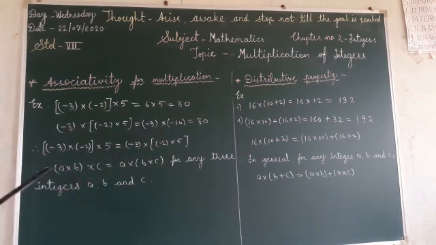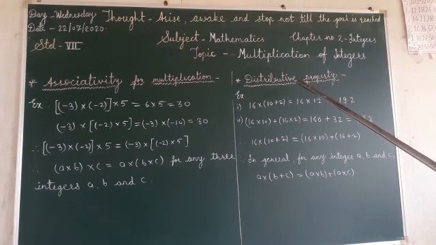So we can write, for any 3 integers a, b and c, a into b in bracket, into c is equal to a into, in bracket, b into c. Means if we make the grouping of the numbers, the answer doesn't change. It does not affect the grouping.